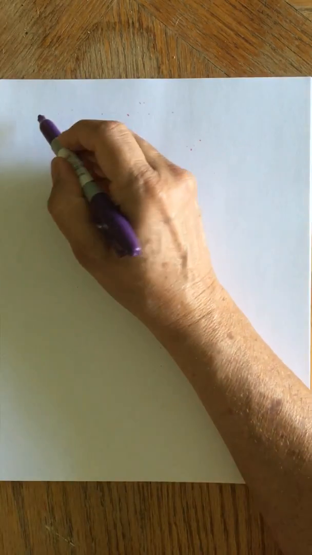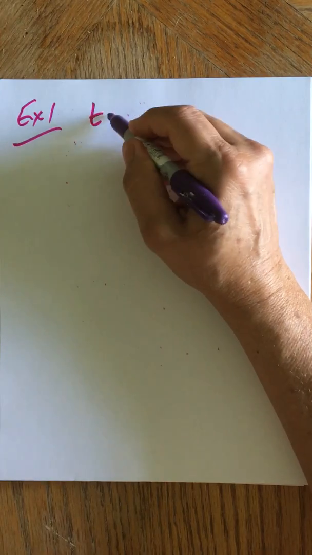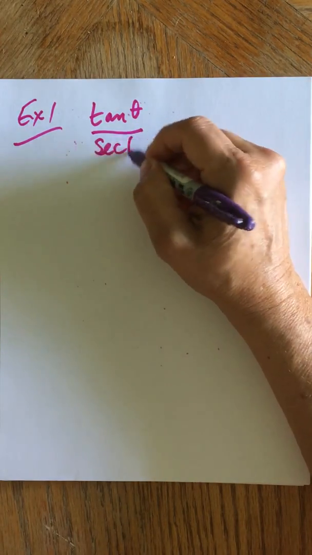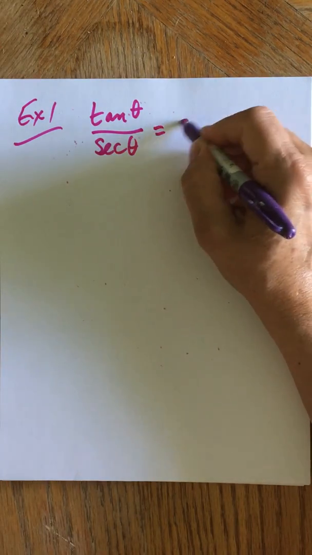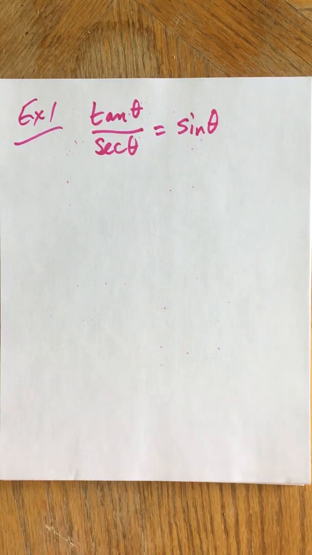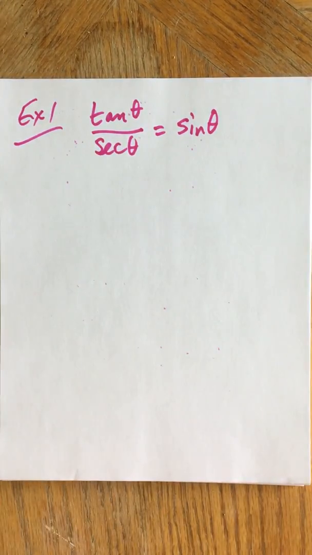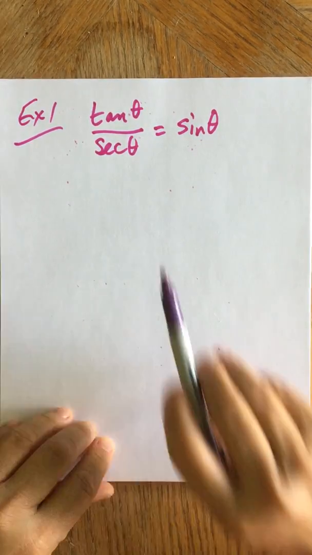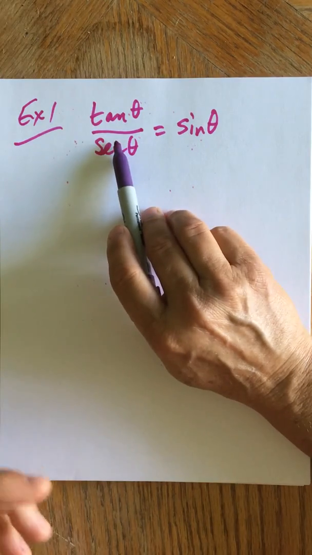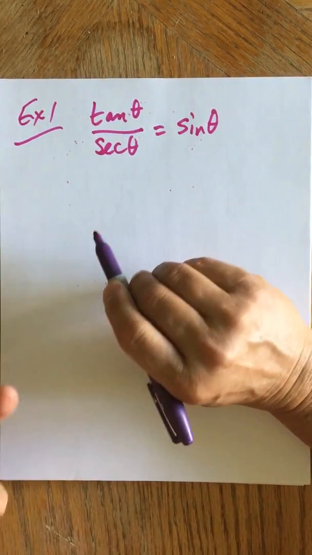All right, so example 1. Tangent of theta over secant of theta is the same as sine of theta. So thinking out loud for you, when I look at these, I like to try working with the more complicated side. In this case, this is more complicated because you've got a division, and also these could be broken down or expressed in terms of sine and cosine. So I've got something to work with.